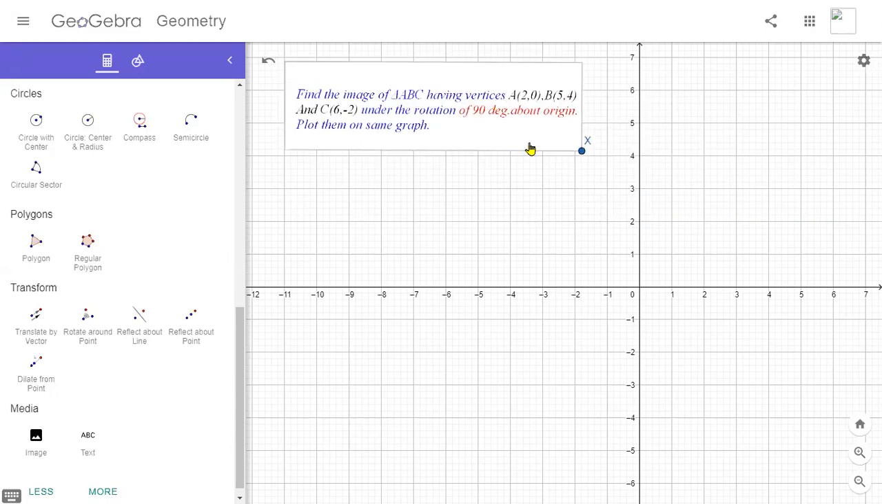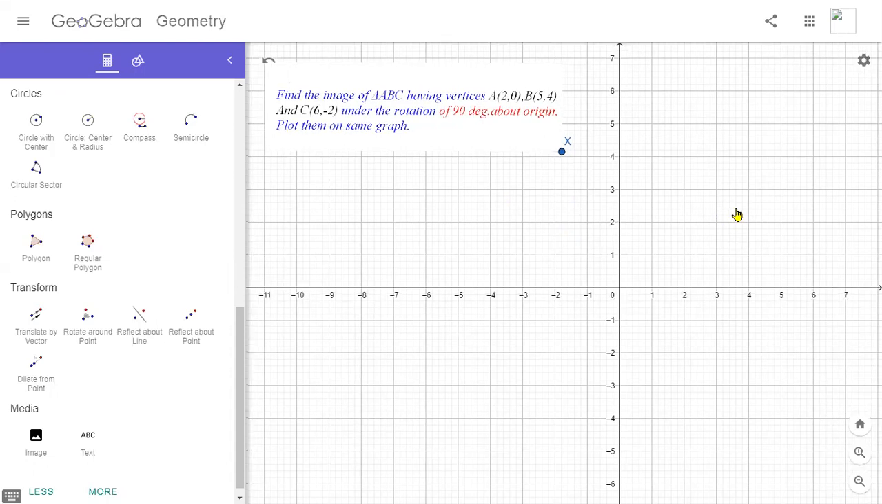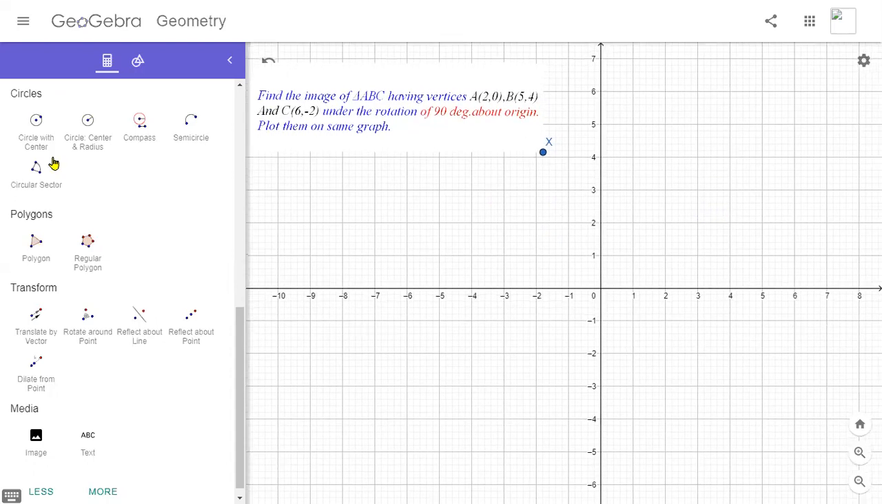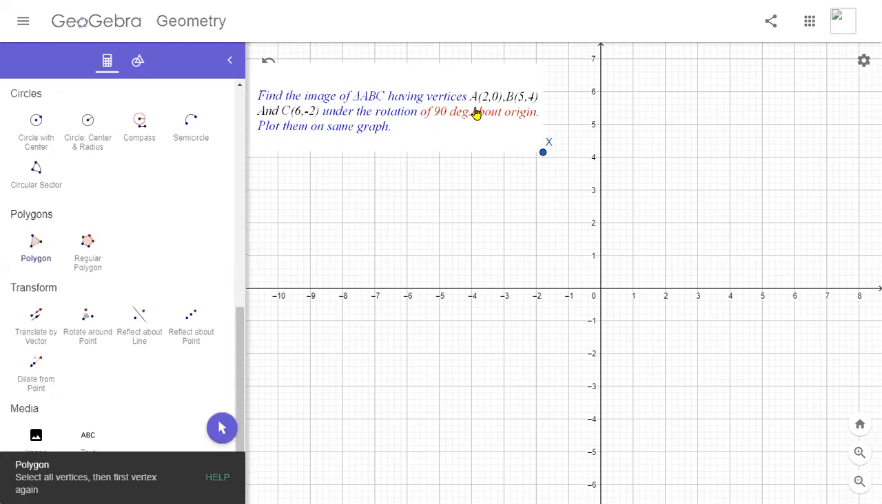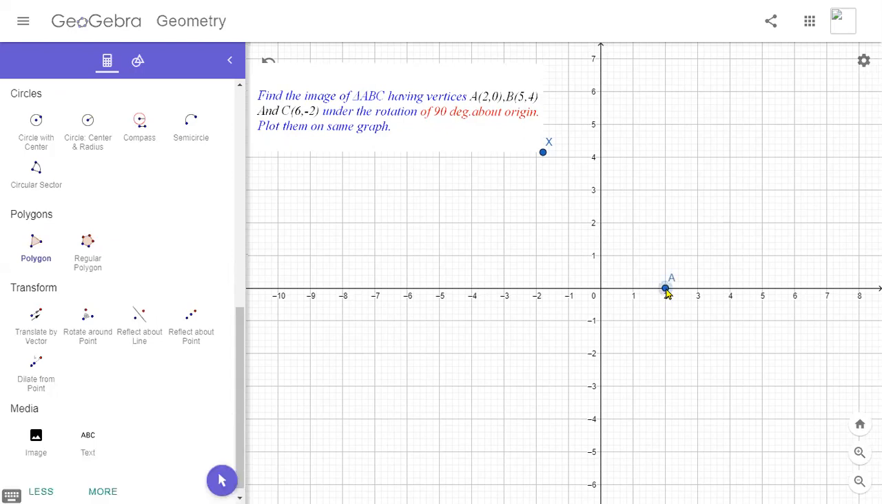Let me first plot the triangle ABC. Here A has the coordinate (2, 0). This exactly lies on the x-axis at (2, 0). The next vertex B has the coordinate (5, 4), so moving 5 units on the horizontal axis and 4 units on the vertical axis. This is just the point B.